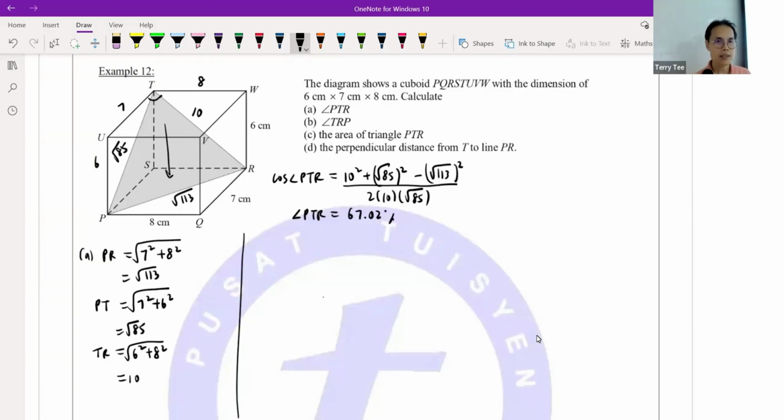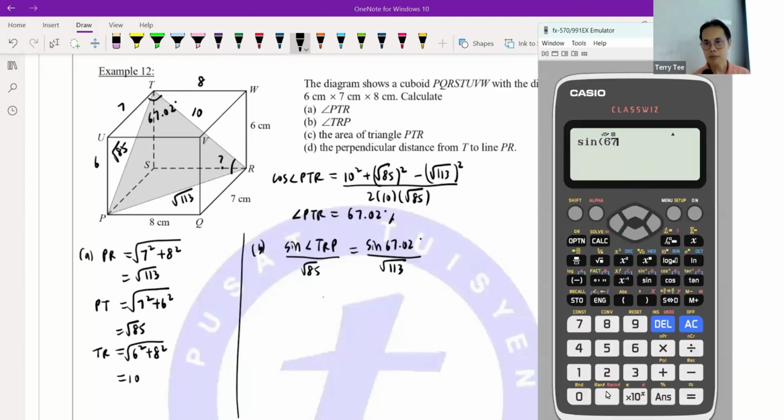I know this is 67.02. I want to find this angle. So what formula should I use? Very simple. What rule? Sine rule. Sine angle TRP divided by square root 85 equals sine 67.02 divided by square root 113. So sine 67.02 divided by square root 113, then you multiply by square root 85. Whatever I get, shift sine, answer equals 52.98.